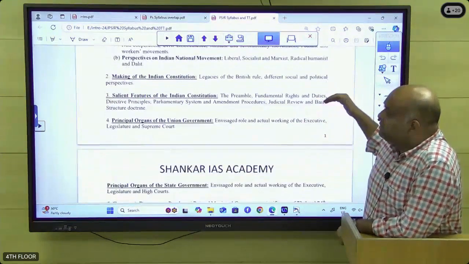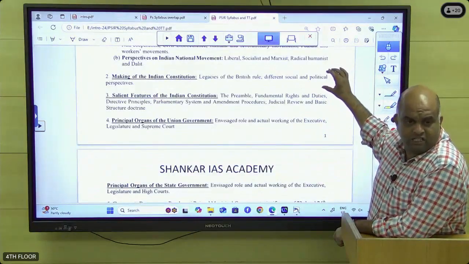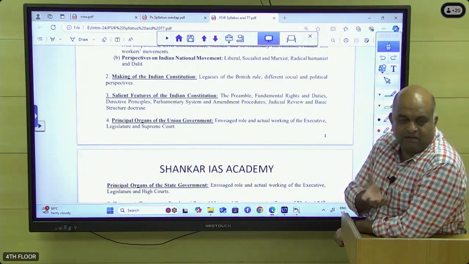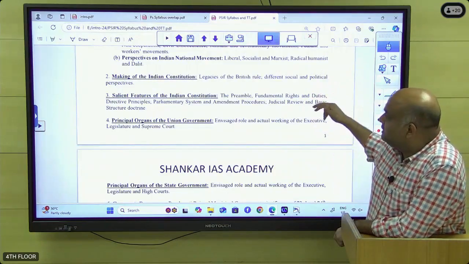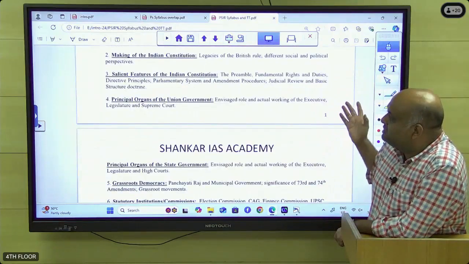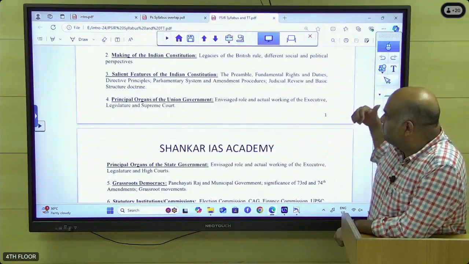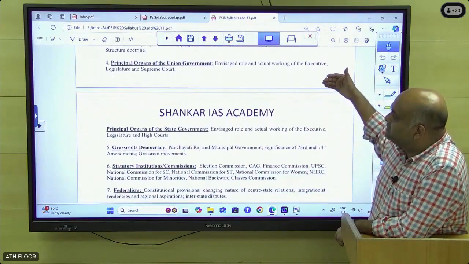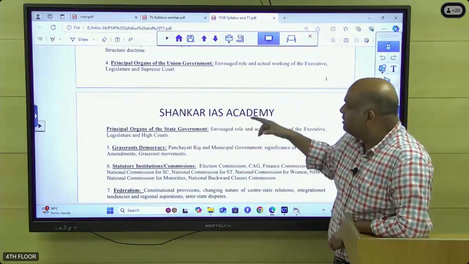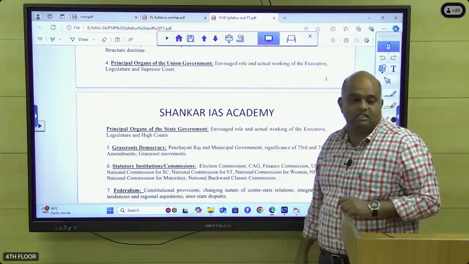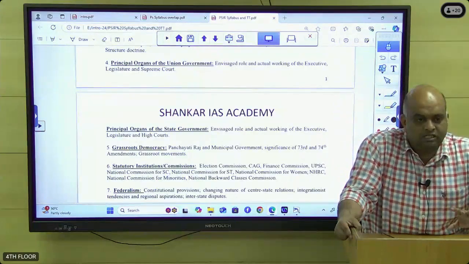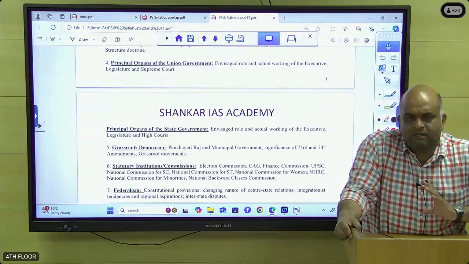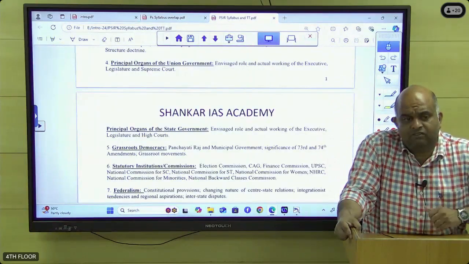Then chapter number 2, making of the Indian constitution. This is the constitutional history: the legacies of British rule, the different social and political perspectives, the making of the constitution, the early chapters you read before the preamble. Then the salient features of the Indian constitution: preamble, fundamental rights, duties, DPSP, the parliamentary system, amendment procedures, judicial review, basic structure, etc. Then the fourth chapter is the principal organs of the union and state governments: the envisaged role and actual working of the executive, legislature and Supreme Court. What is mandated and how they are working, we will be reading. And note that for these chapters, don't think that by reading Lakshmikant itself you can get through.